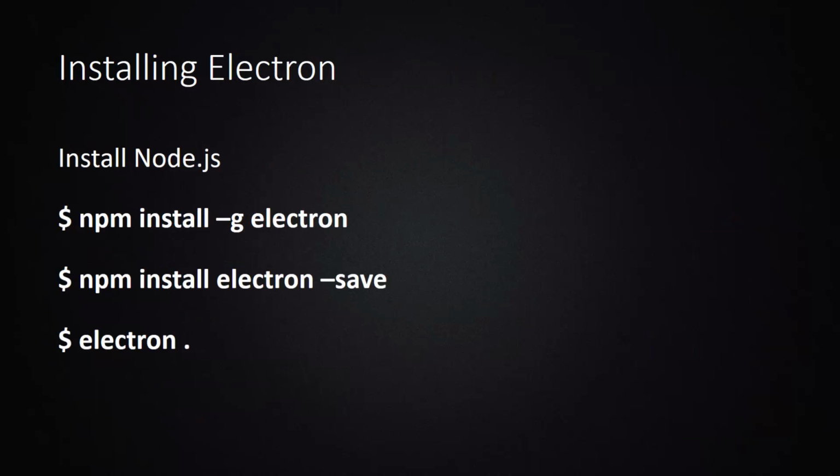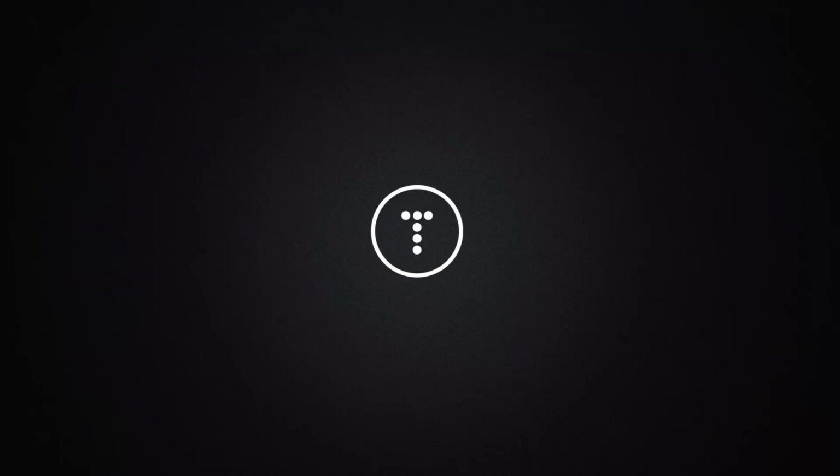Alright, so installing Electron is really easy. Obviously you do have to have Node.js installed, so make sure you have that. And then we just need to first install Electron globally so that we can access it from anywhere. We can run the Electron command, and then also in our local application. Okay, we'll create the package.json file, the main.js file, and then index.html, and then we can run our app with Electron, period.